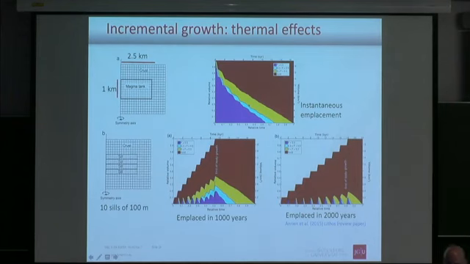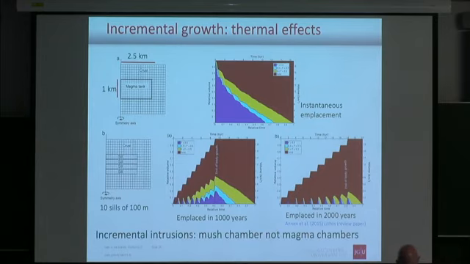If you do the same thing by adding several pulses and several cells, then you actually generate much less magma at any given point in time. So it's more likely that this is the mush chamber and it's not the magma chamber. And then it of course depends on the rate of emplacement, how much molten material is there.